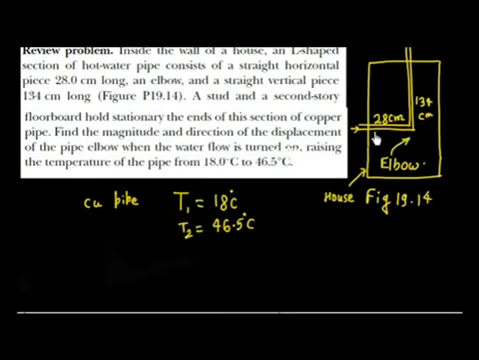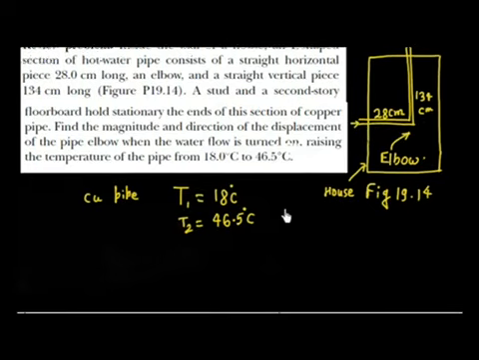So the length will increase. This length will increase in this direction, and this length will also increase in this direction, because this point is a fixed point. It cannot increase in this direction. This is bolted to the building, so this is a fixed point. This point is again a fixed point, so it cannot go this side. I have only one option: this elbow can move only in this direction.